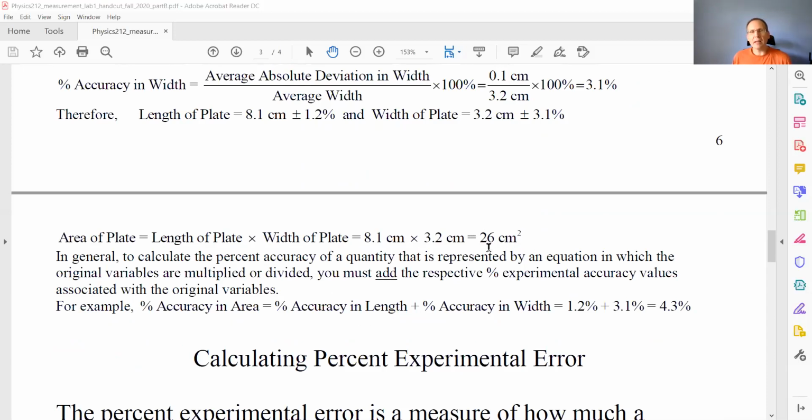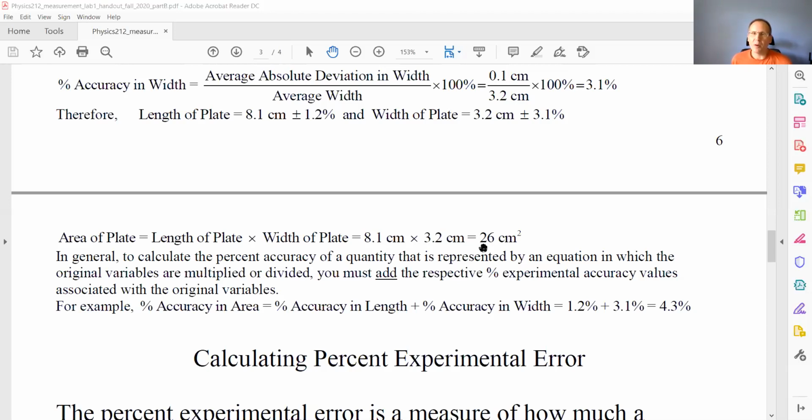Now notice here I was being careful with significant figures. Since the length had 2 significant figures and the width had 2, my answer for the area could only have 2 significant figures. However, in general, when you guys are writing up your lab reports, I'm not going to worry too much about significant figures for the final answer. So if you give me 1 or 2 decimal places, that will be fine. I'm not going to worry too much about sig figs, okay?